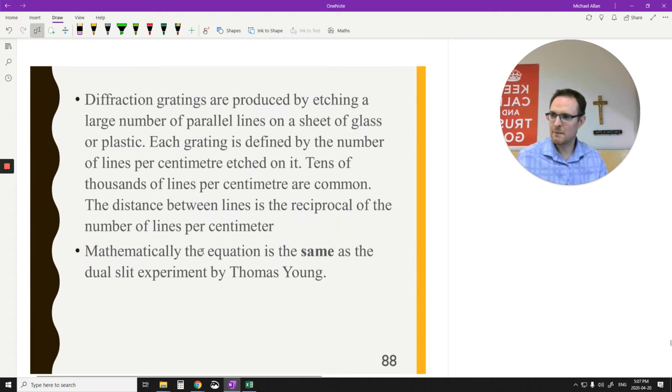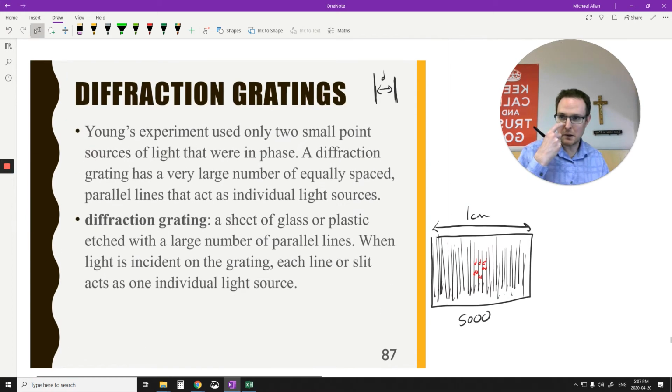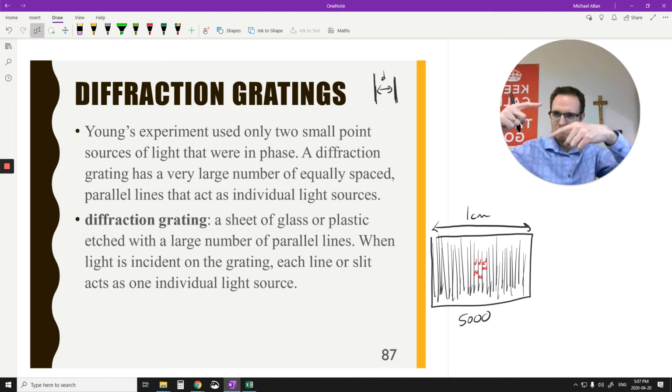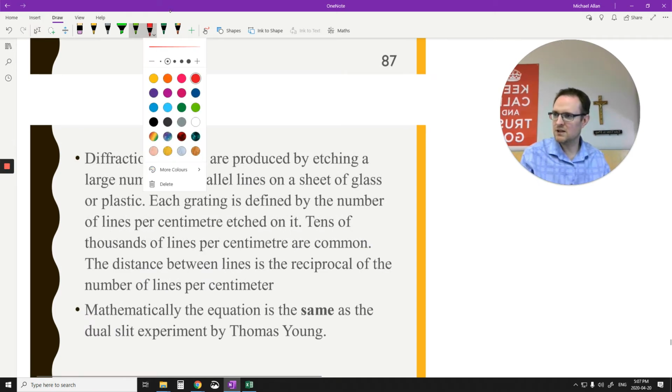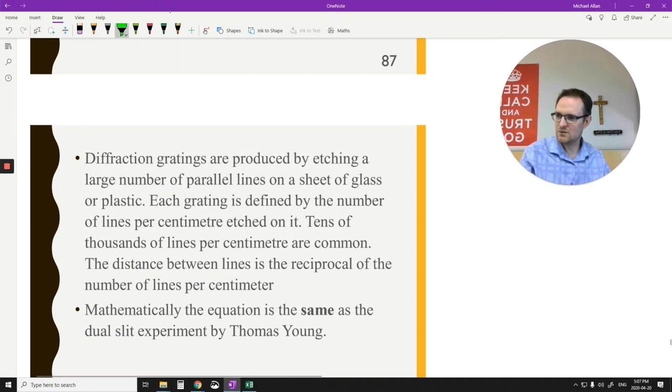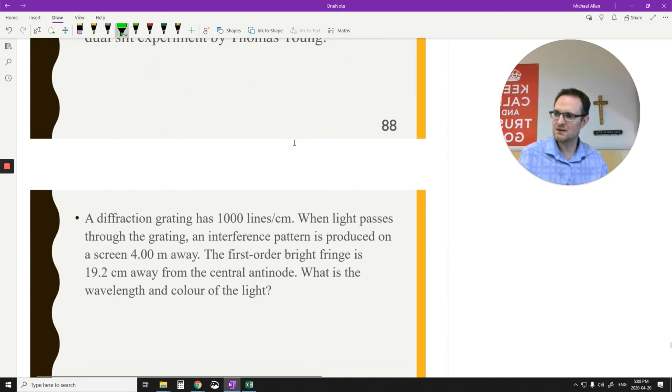The easiest way to do this: rather than the distance between the slits, what we're given is the number of slits per distance, so we just flip it over. We take the reciprocal. So to find the d that we're going to use in our questions, we just take the reciprocal of the number of lines per centimeter, per millimeter, per whatever. That distance is just the reciprocal, and then everything else is mathematically the same.